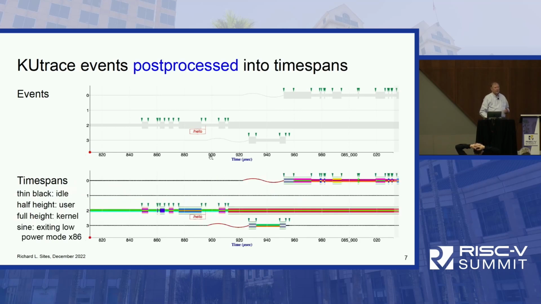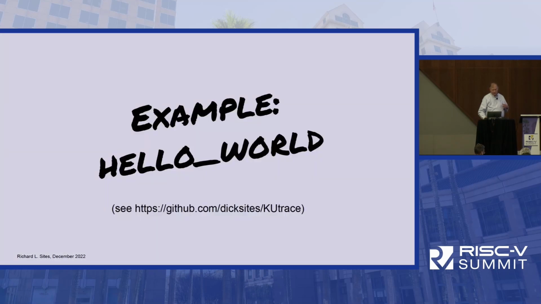I post-process those transitions into levels. Here CPU 0 is executing the idle loop and then spending 30 microseconds, this is on an Intel x86, 30 microseconds coming out of idle. And the tall multicolored timelines are kernel code, and the half-height ones are user code. And the various colors delimit system calls, interrupts, and faults, mostly page faults.